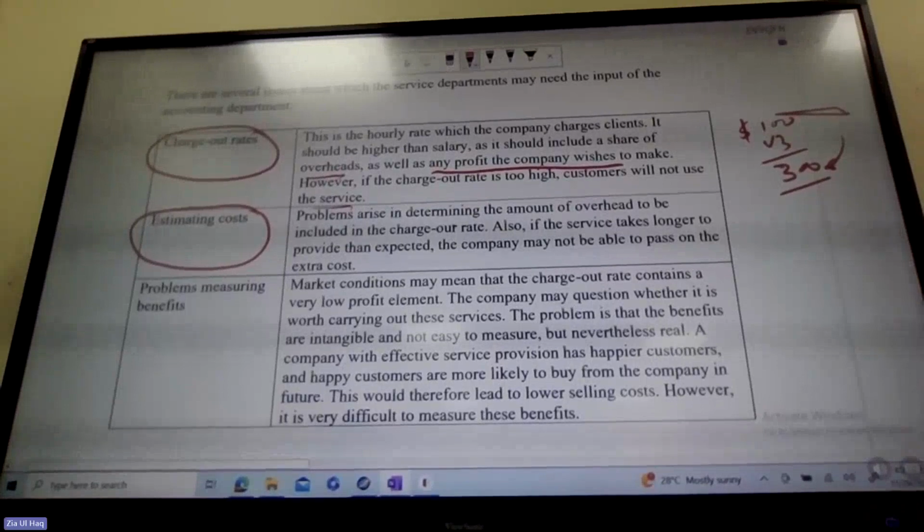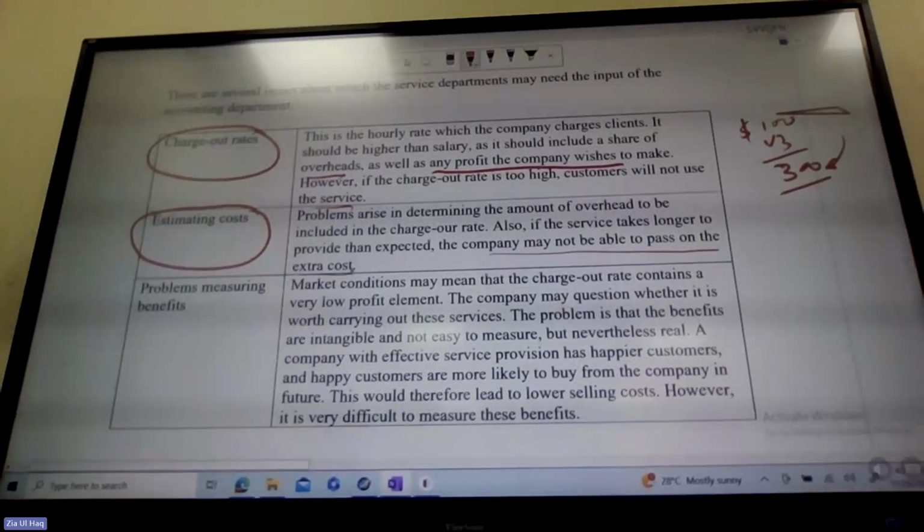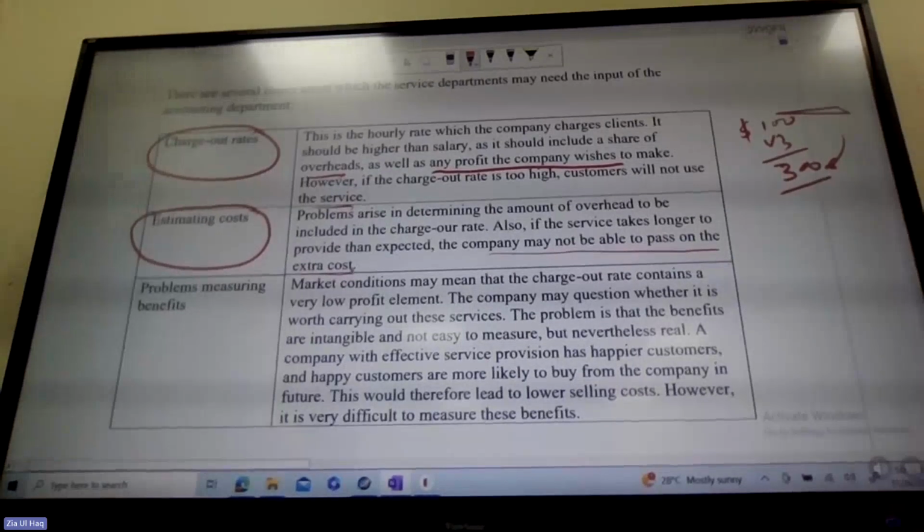A problem arises in determining the amount of overheads to be included in the charge out rate. Also, if the service takes longer to provide than expected, the company will not be able to pass on the extra cost. That's why, according to the nature of the work, they need to calculate the hours. They need to calculate the total cost so that they can offer a price to the customer.